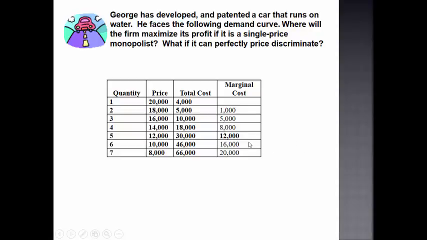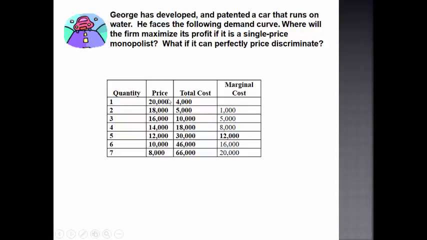It makes no sense for George to sell the 6th car, because the 6th car adds $16,000 to the cost, and yet the 6th car can only be sold if he lowers the price to $10,000. So George would lose money on car number 6. So George will sell 5 cars.